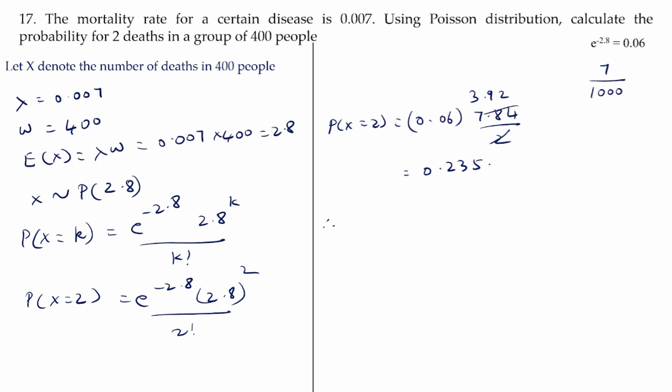Therefore, the probability of 2 deaths in 400 people is 0.235. This is the required probability. So up to this step will carry 1 mark, and finding the probability will carry 2 marks.